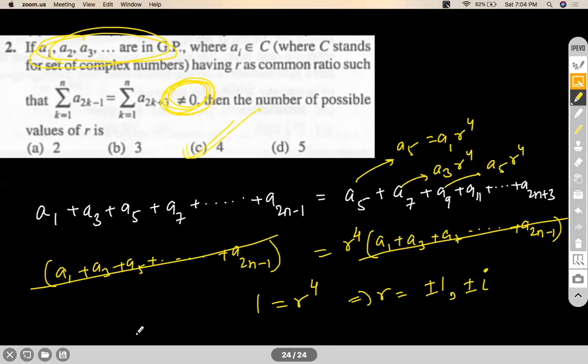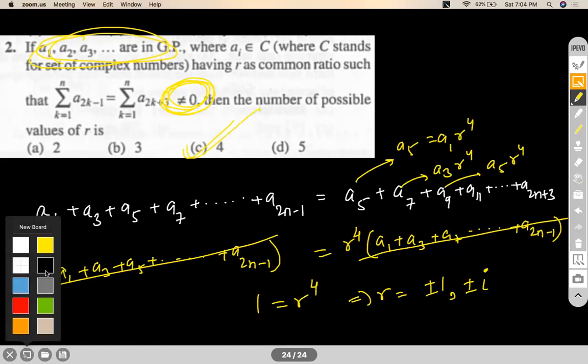Option C is correct. As I already told you when I was introducing geometric progressions, the common ratio can also be imaginary numbers. Okay. So this question was actually not worth more than 30 seconds.